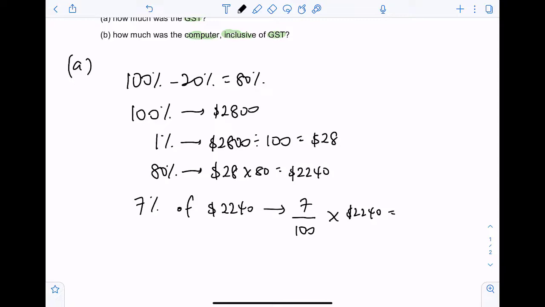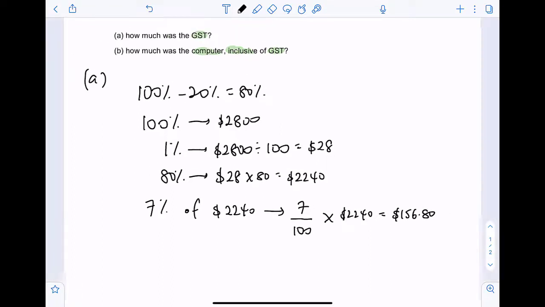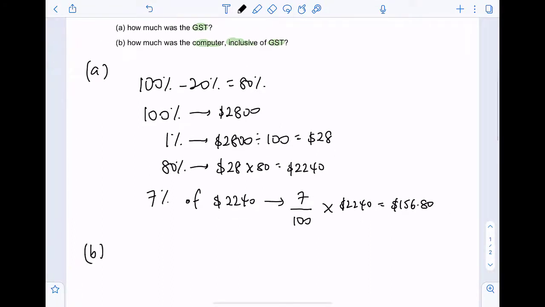Wow, the GST alone will cost the person $156.80. Okay, so that is for part A's answer. Part B, how much was the computer inclusive of GST? So that will be the discounted price plus the extra GST.